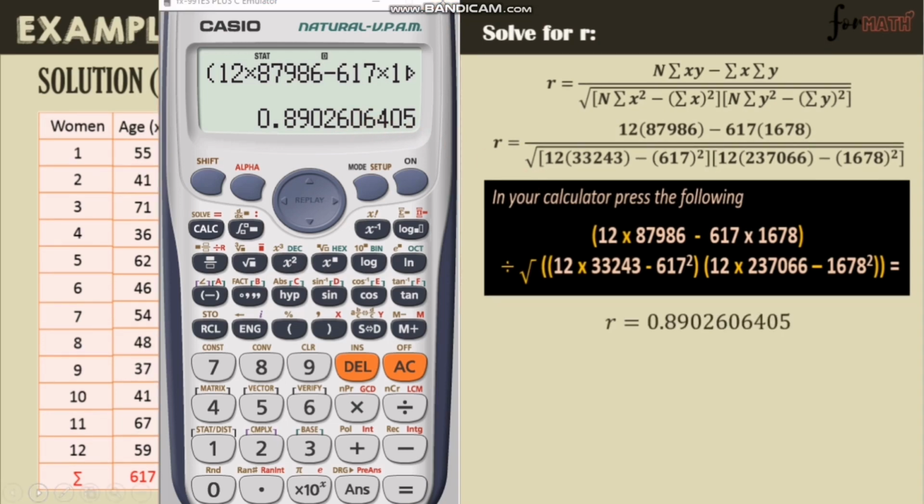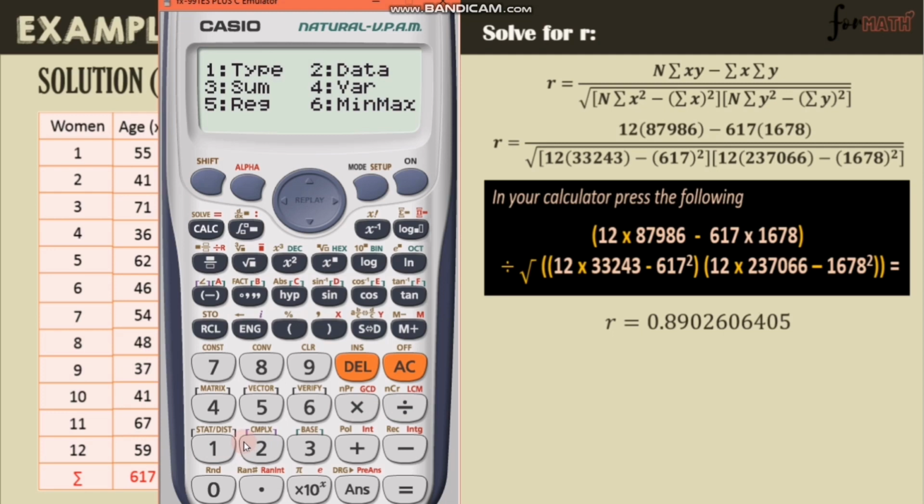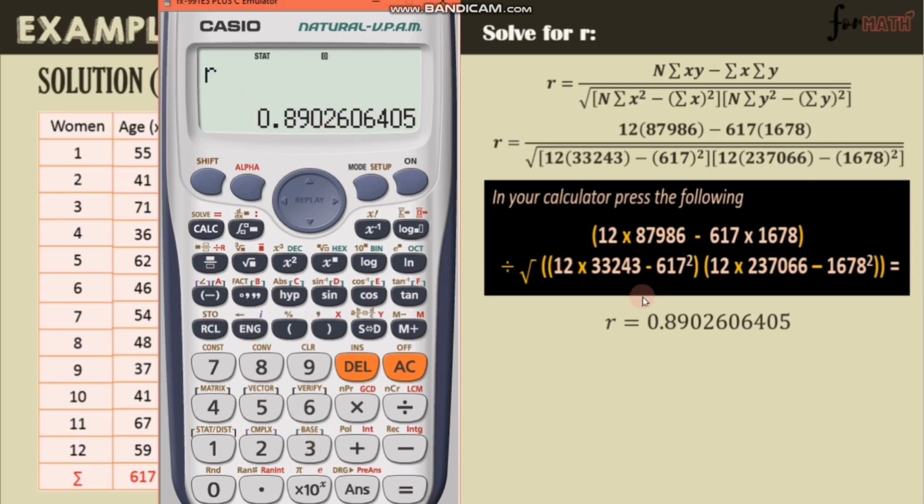066405. So check naman natin using our calculator, yung shortcut natin sa CalQ. Punta lang tayo sa shift 1 kasi nandyan pa rin naman po yung data. Hindi naman natin dinelete. Punta ka lang po dito kay REG, number 5, and then R, number 3, equals. So same lang. So we have 0.8902606405.